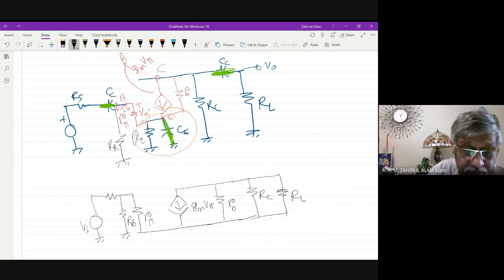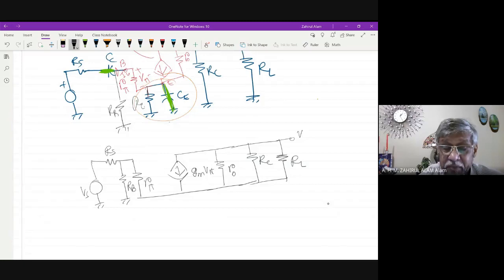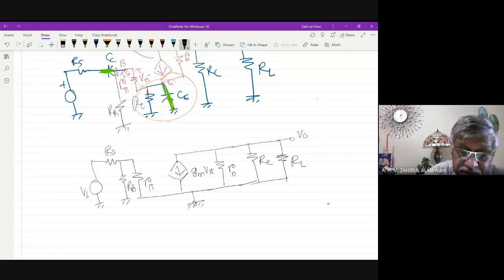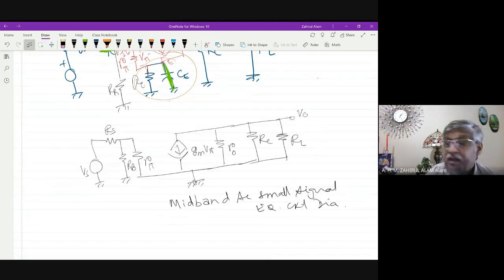So now this is our mid-band frequency, is it right? So this is the mid-frequency equivalent circuit diagram. Mid-band AC small signal equivalent circuit diagram. Correct?